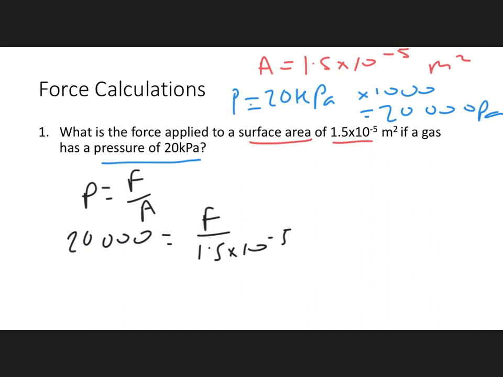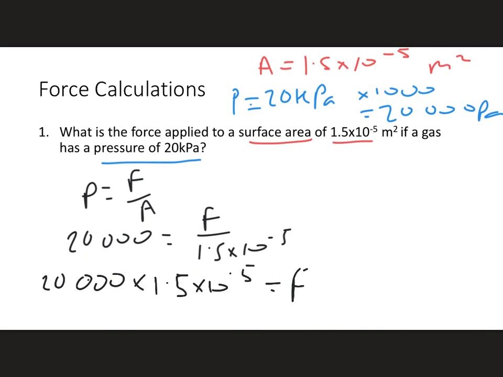So I've got a divide on the right hand side here. So I need to take this divide over. I'm going to do that by timesing through. So the next line of my equation will be that I've got 20,000 multiplied by 1.5 times 10 to negative 5 equals F.